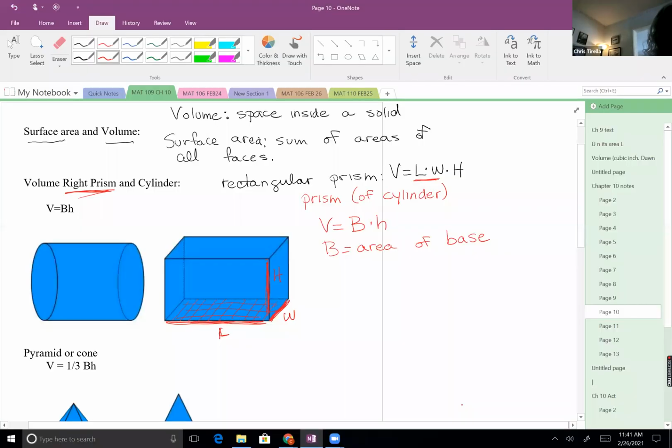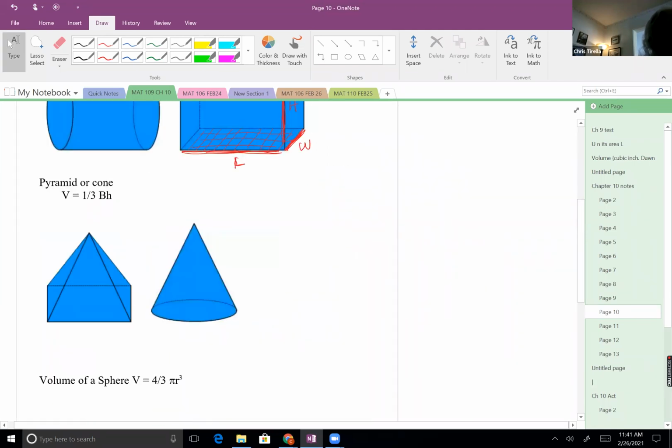we can justify the idea that if I have a pyramid or a cone, the volume is 1/3 that of the prism or cylinder, so that the volume is 1/3 the base times the height. And that fraction 1/3 comes from that idea that it takes 3 of one to fill the other.